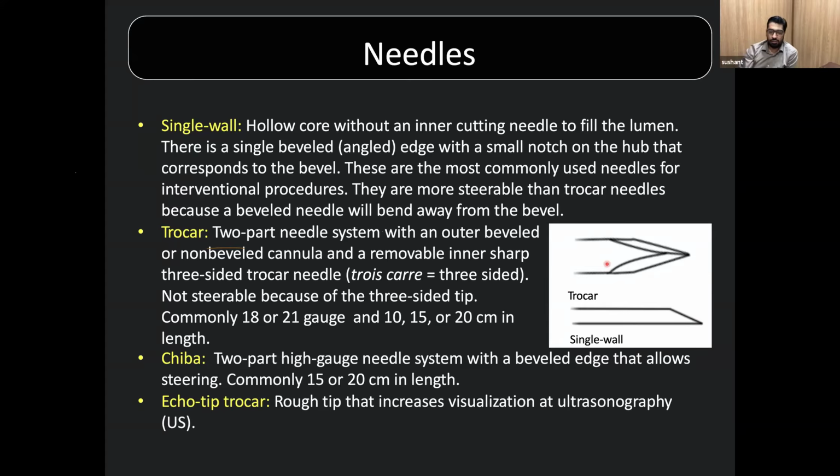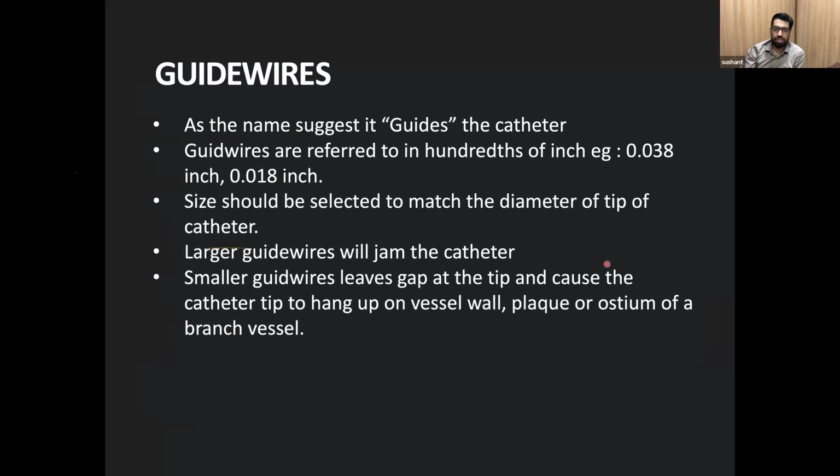Chiba type is again available in beveled edges with multiple sizes, and mostly all these needles are now corrugated at the end, so I have a better visualization on the ultrasound. Now coming to the guide wires. What the name suggests, the guide wires generally guide the catheter. It helps to place a catheter at our wanted location.